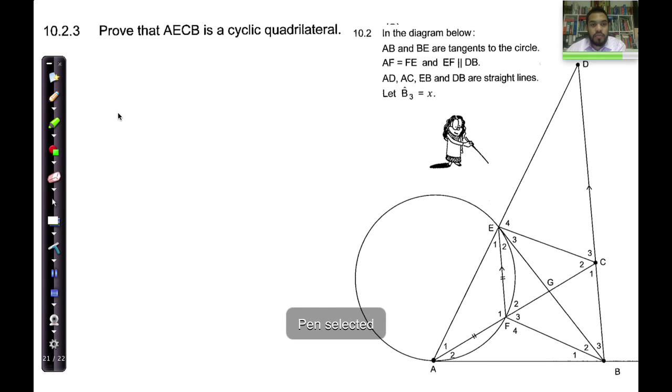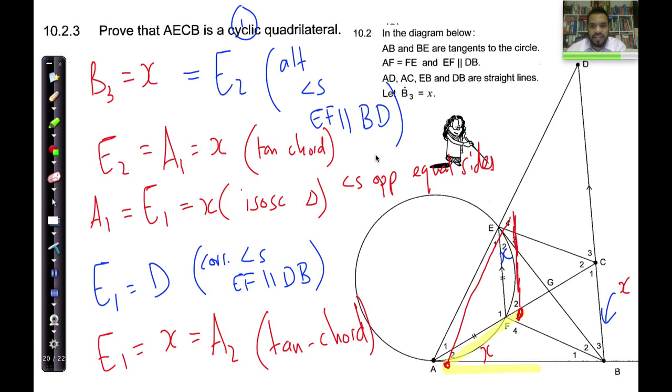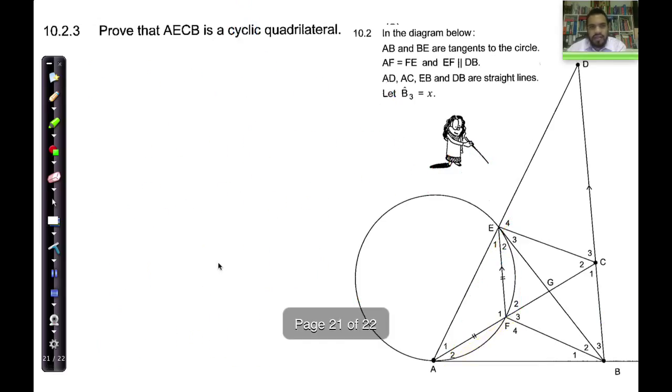Remember we've proven a few angles, right? So let's just look at some of those angles that we found. We found B3 equals X, right? And we found that X was the same as A1, E1, D, and A2. Now, the following question says prove that AECB is a cyclic quadrilateral.